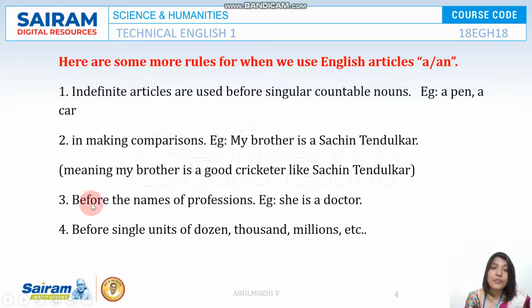Before the names of professions: she is a doctor, she is a teacher, he is an engineer. Before single units like a dozen: he bought a dozen eggs today. He won a thousand rupees today. He won a million dollars in the lottery ticket.